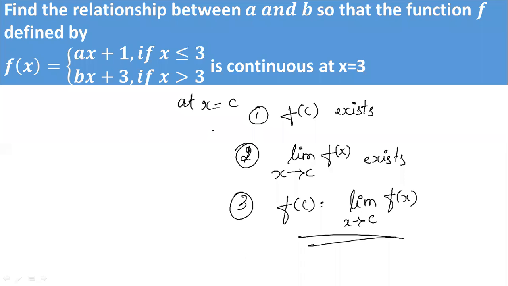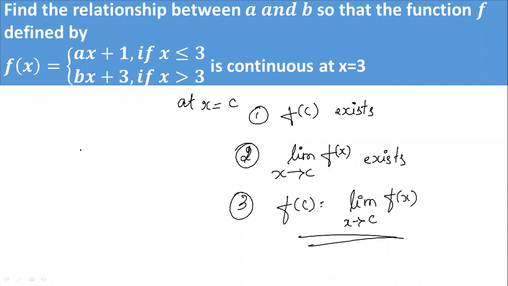If they say to check at a point, we have to verify these conditions. Suppose the entire domain is given, and we are asked to check the continuity of the function. They have not mentioned any point or anything as such. So what do you have to do? What is the first thing you have to do?